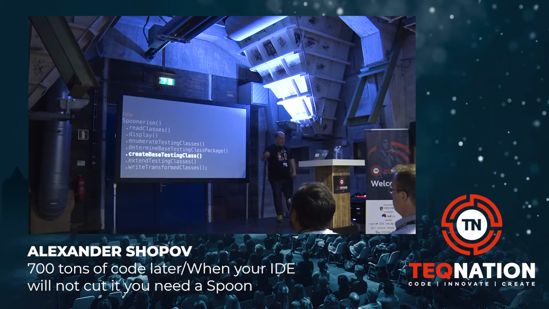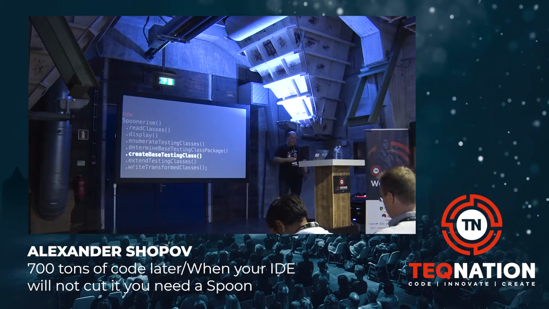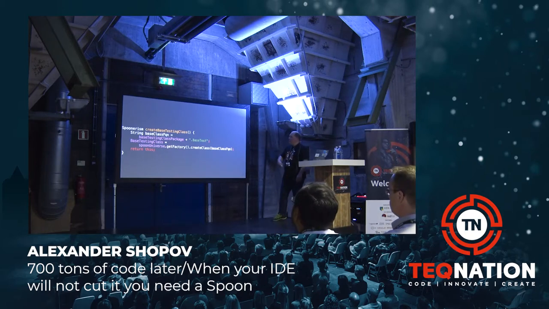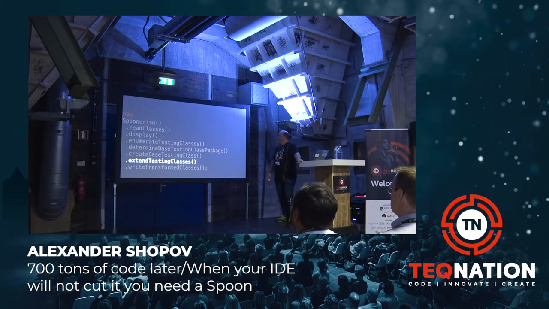We know where to put our base class, so now we need to create it, which is easy again. From our Spoon universe, we get the factory associated with it, and we directly create the class. We know the test class package. We just put a random name that we really like, base test. And we create that package. Fine, we've created that package. We have created that class.